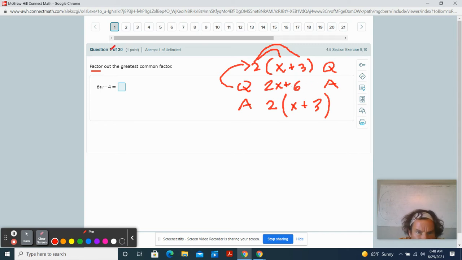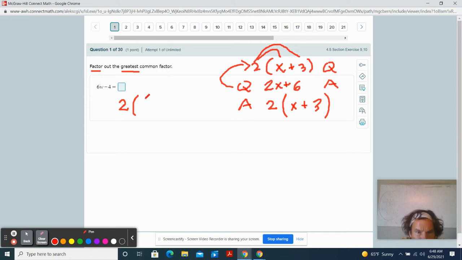So question 1 asks you to factor out the greatest common factor, and it gives you 6w minus 4. So we have to look at both terms, 6w and 4, and we have to think of a number that goes into both. That's the greatest. Well, there's only one number that goes into 6 and 4, and that's 2. So that happens to be the greatest common factor. Now, when we take out a 2, what do we have left?